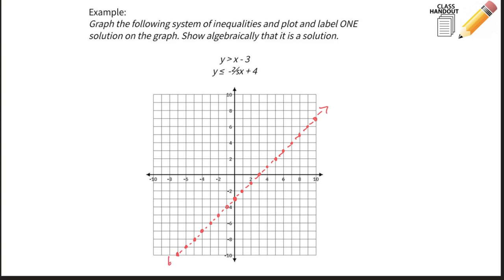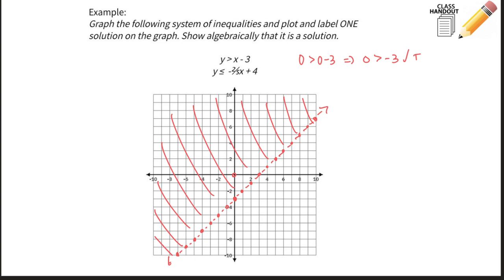Now we're going to shade. To shade, we're going to plug in our test point, which is 0, 0. So it's going to be 0 is greater than 0 minus 3, so 0 is greater than -3. That's true, which means that we are going to shade this side of my line.